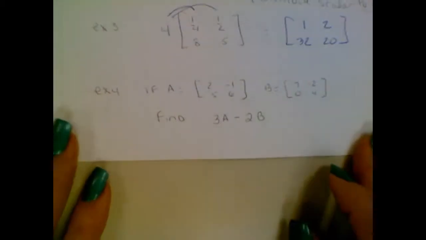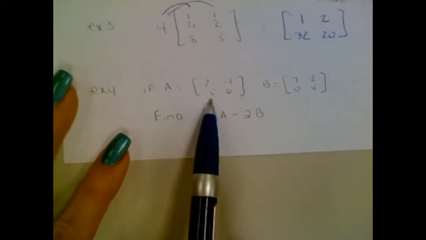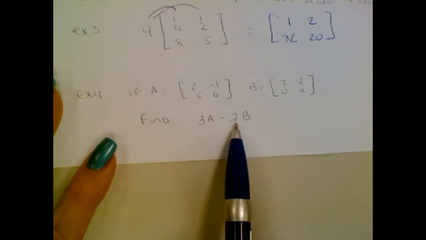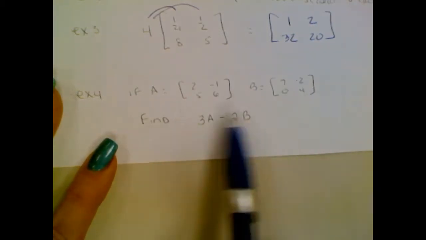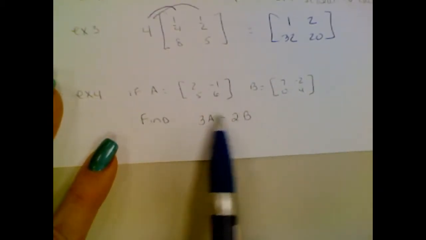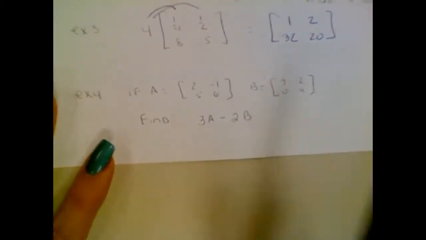Now on this next one, this is matrix A and this is matrix B, and they want you to do 3A minus 2B. We're going to do this one on the calculator. These are always on the ACT test, something like this. This one right here could be a good example.